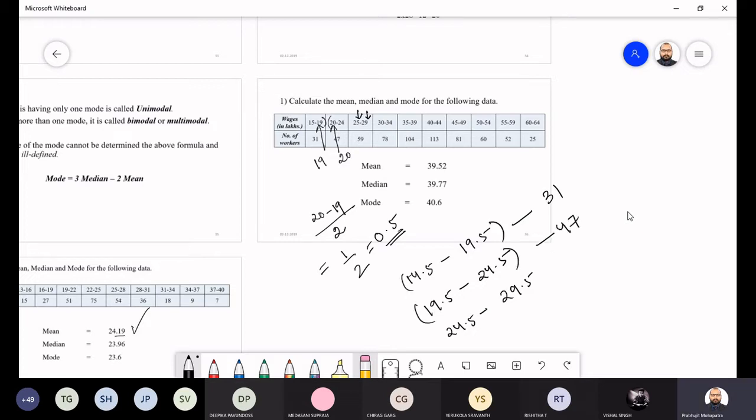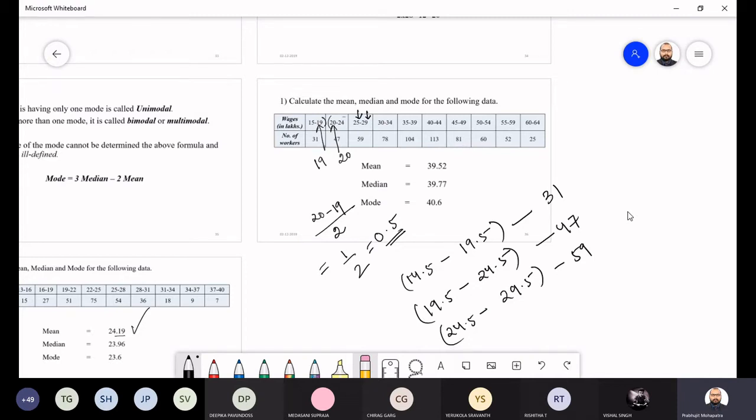Is it okay for everyone? Hello? So if the gap is 2, then the upper limit will increase by 1 and the lower limit will decrease by 1. Is it okay for everyone? Hello? Yes, sir. Okay, so now you can handle this problem.